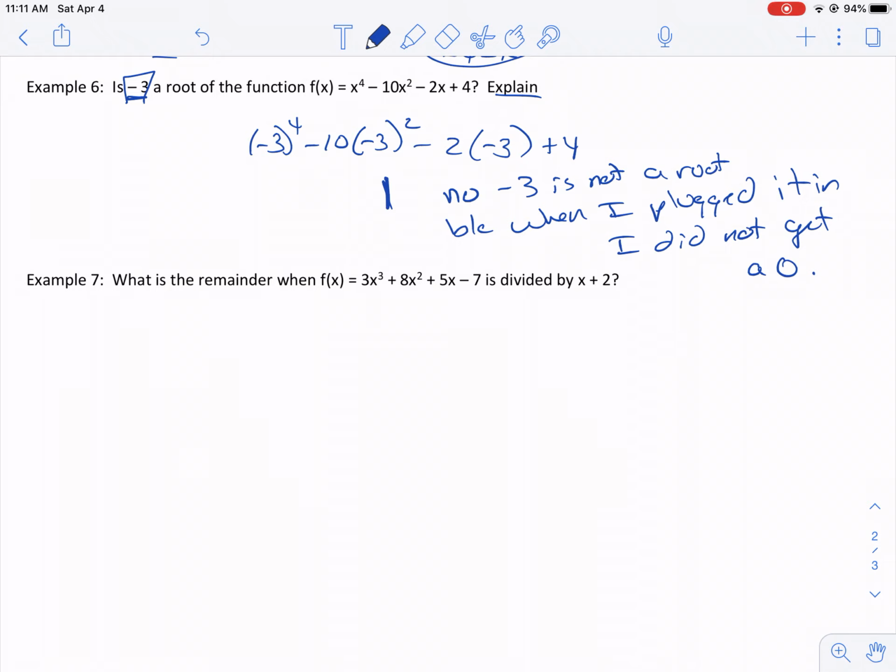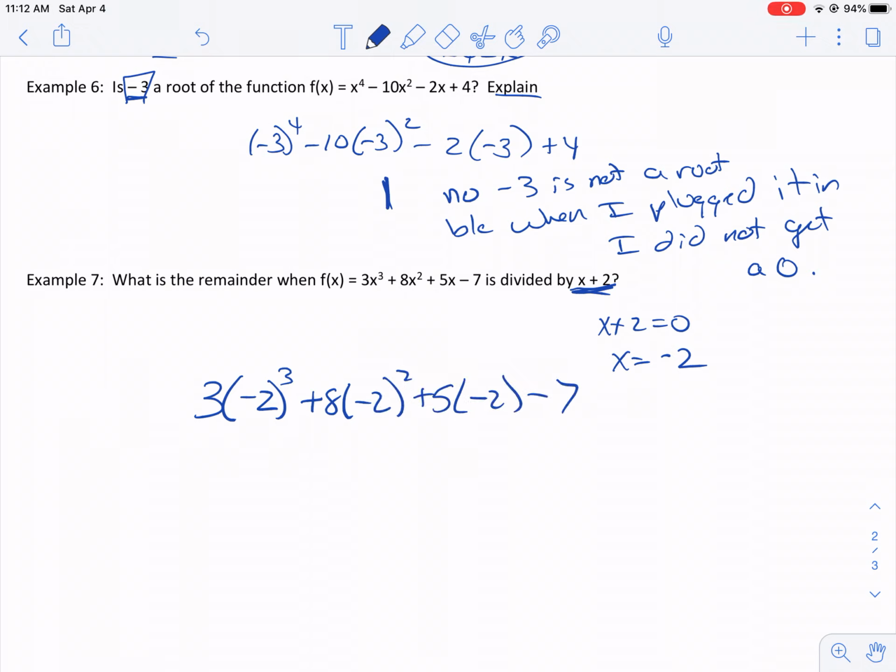In order to be a root, plug it in, you have to get a 0 because the y value of every root is 0. Alright, example 7. What's the remainder when you take that polynomial and divide it by this? You could go ahead and do the long division if you would like, but our hypothesized root is negative 2. So let's plug it in. And no matter what I get, when I plug it in, that would be the remainder had I done the long division. Alright, so again, type it in your trusty calculator.